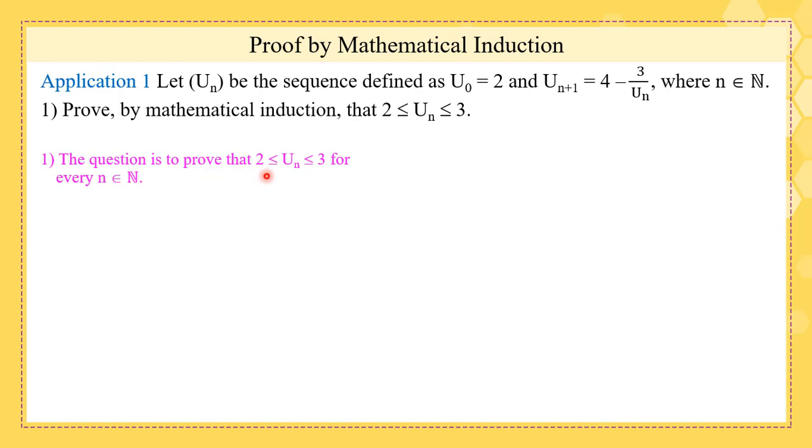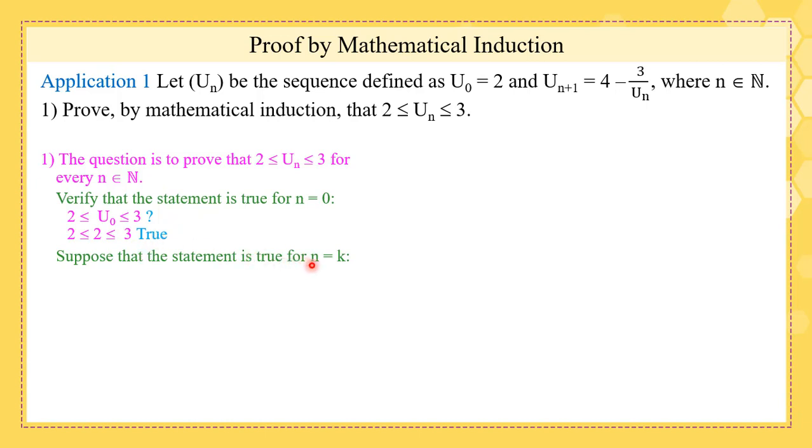Well, the question is to prove that un is between 2 and 3, including 2, including 3 for every natural number n. We verify that the statement is true for n equals 0. In other words, we need to prove that u0 is between 2 and 3. In fact, u0 is 2 and 2 is between 2 and 3. This is a true statement. We suppose that the statement is true for n equals k. In other words, we suppose that uk is between 2 and 3, including 2, including 3, and we prove that it's true for n equals k plus 1. So we need to prove that uk plus 1 is between 2 and 3.